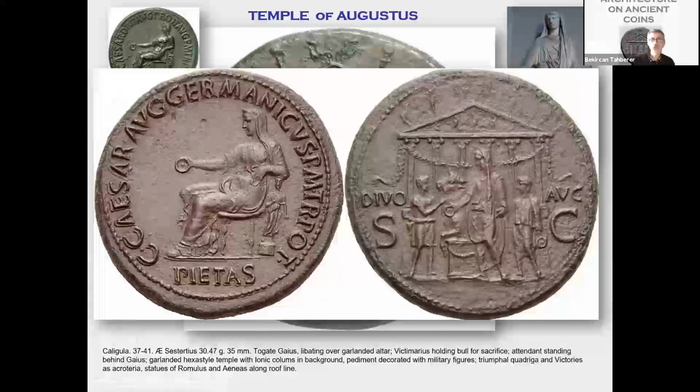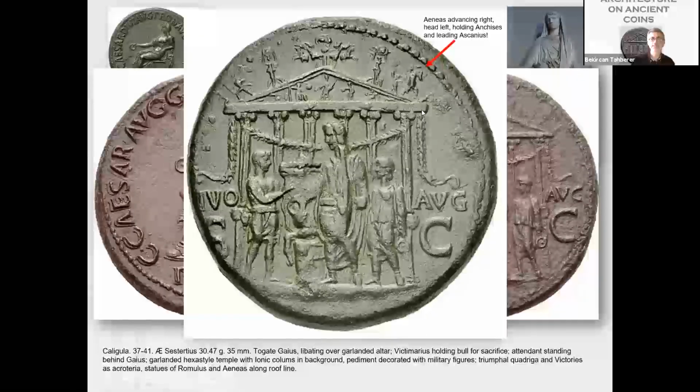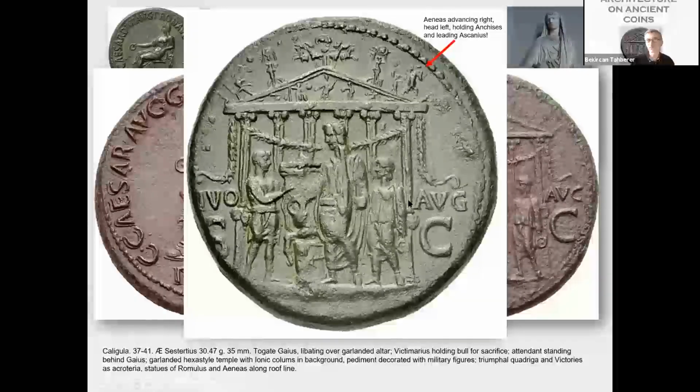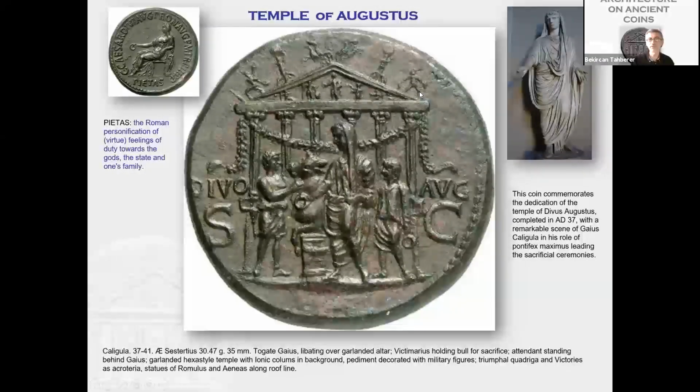I picked up two more examples of this coin just to show you the details that you don't see on other coins. And even on this one, in this small area, you see Aeneas advancing right, head left, turning his head back, holding Anchises and leading Ascanius. It's just an incredible view that the artist, you know, these coins were struck at about the same time, but they had to create multiple dies. And every time they created a die, they didn't mind adding something different. So I'll go back. You don't really see what's here, but here, maybe it's the same figure, but it's not very visible.